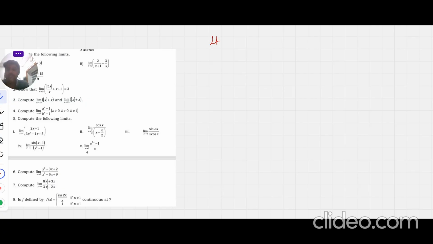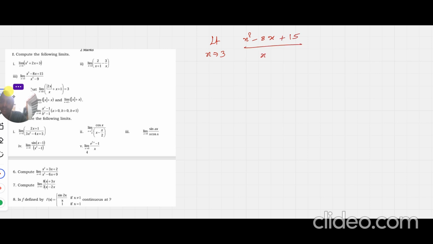Sir? Okay. See, what is the question given? Limit x tending to 3 of (x square minus 8x plus 15) by (x square minus 9). When you substitute 3, what will happen? It becomes 0 by 0, an indeterminate form. That's why you need to do factorization of the numerator.